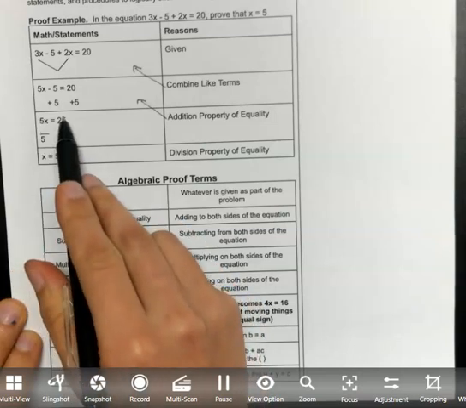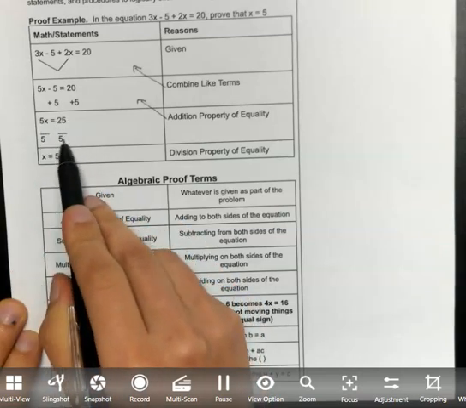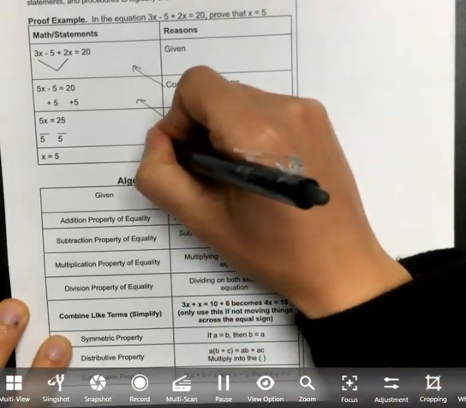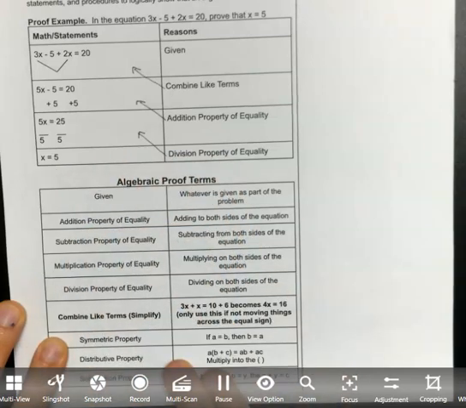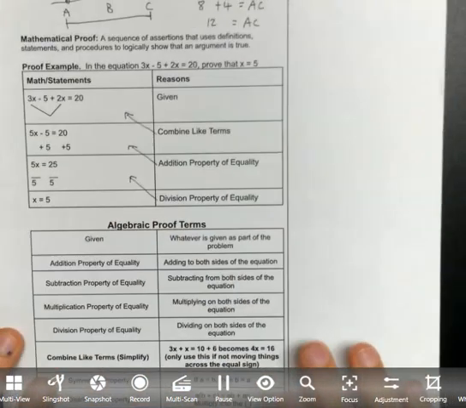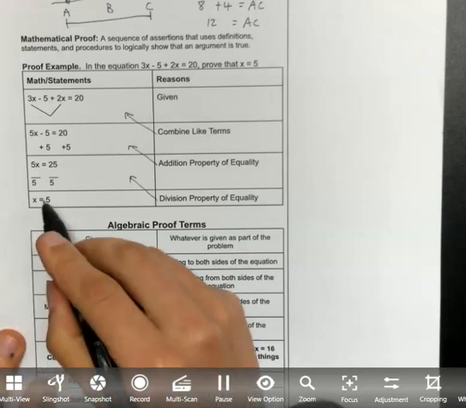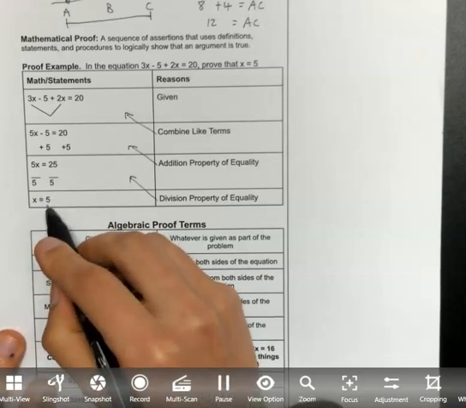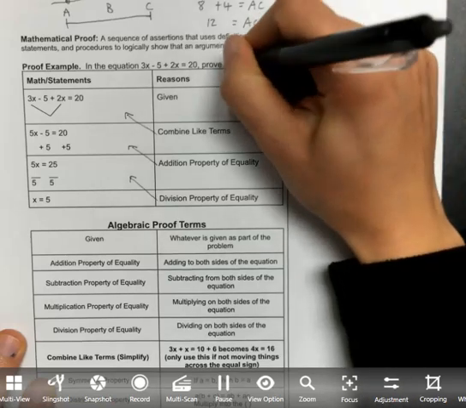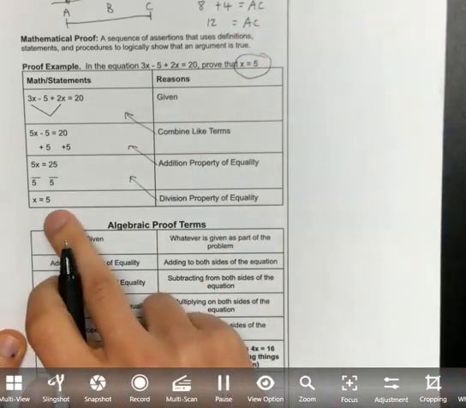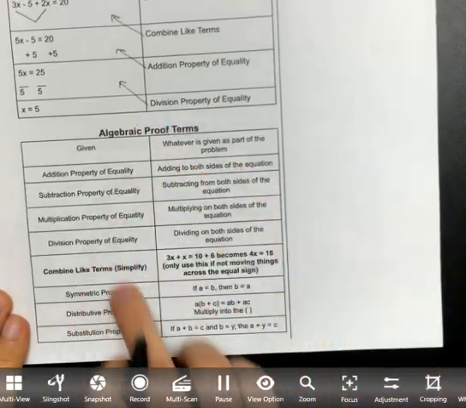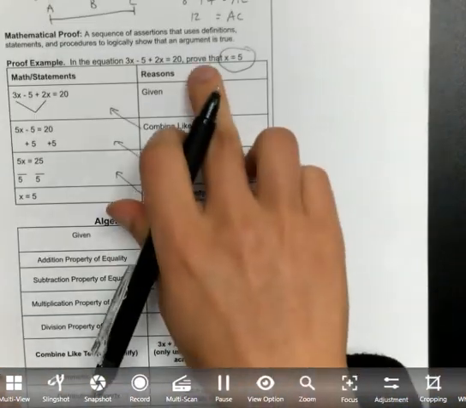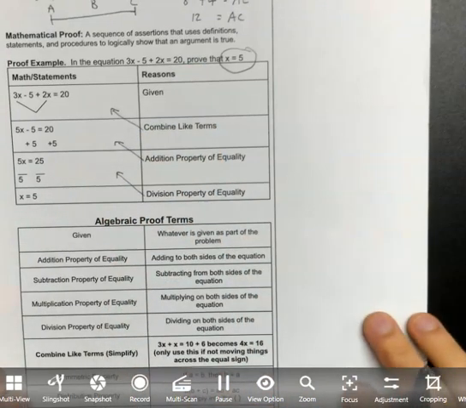So once I see the equation like this, my next step would be to divide by 5 on both sides. So divide by 5 on both sides, I get x equals 5. I use my division property of equality. And now the last thing you have to do is make sure that what you have in your last box here is actually what you were trying to prove right here. It has to match. If it looks any different, then you have to keep going and do something else. All these are the proof terms that you're going to use on this side, on your reason side.